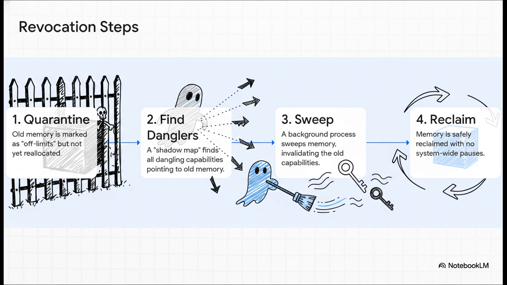Here's how it works. First, when memory is freed, it's put into quarantine. It's marked as unusable, but it's not actually reallocated yet. Then, using this very clever data structure called a shadow map, the system can quickly find all the dangling pointers. After that, a background process just sweeps through memory and invalidates all those old keycards. And only then, once every last reference is gone, is the memory actually reclaimed and put back into use. It all happens asynchronously, so you avoid any of those big system-wide pauses.